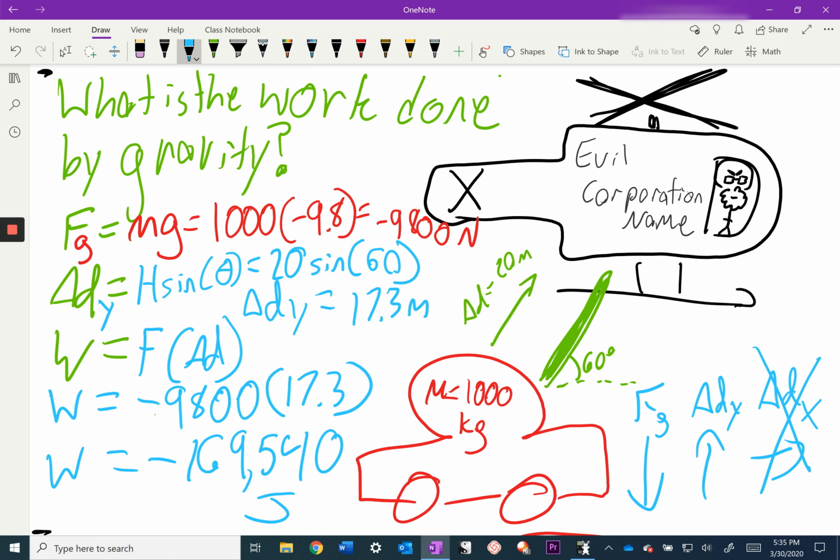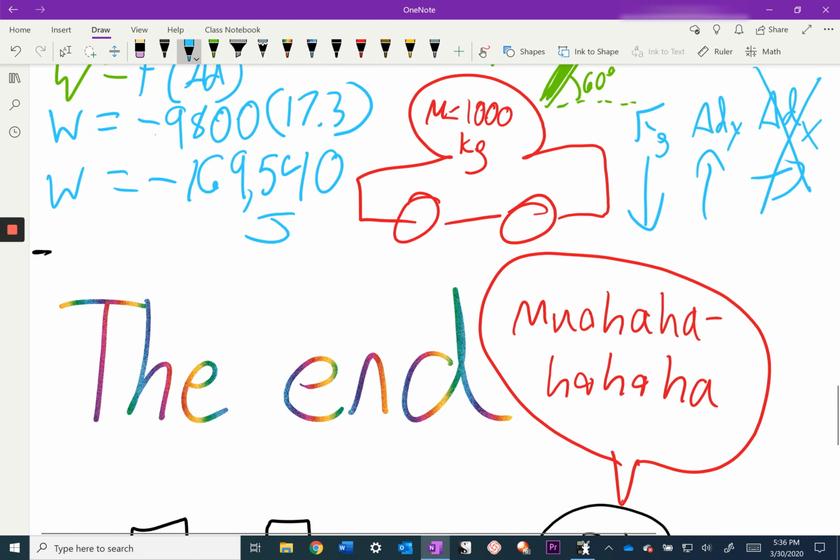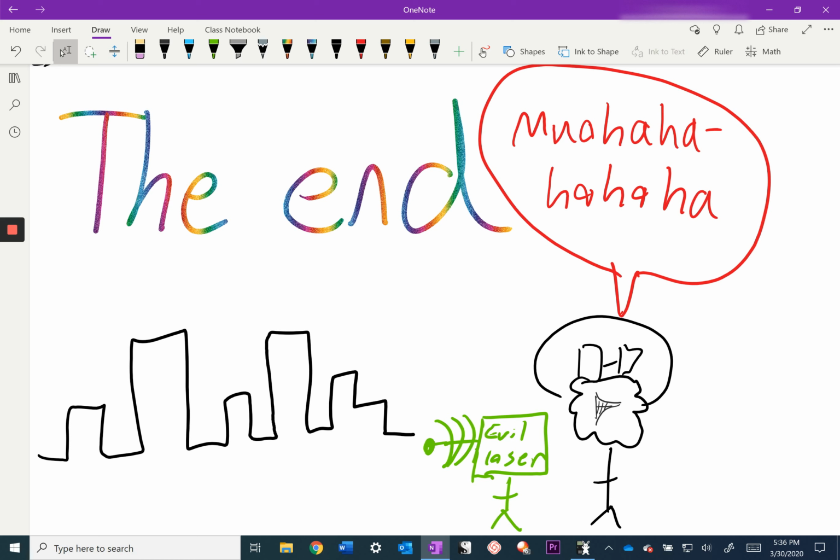So there's a lot of steps, but when you break it down, each piece isn't too bad. So that goes ahead and ends part 2 of work.